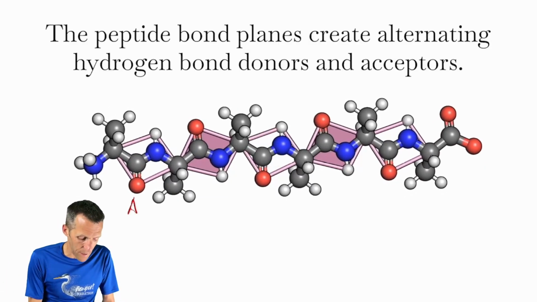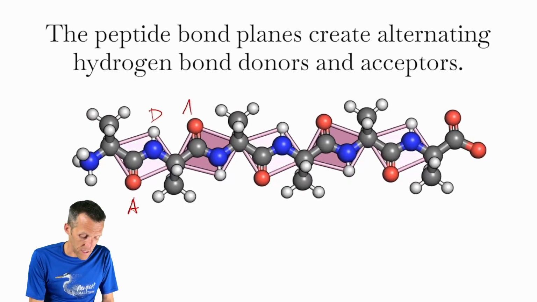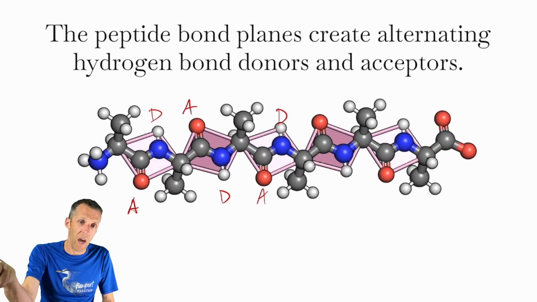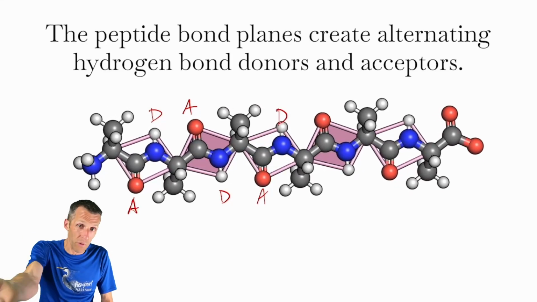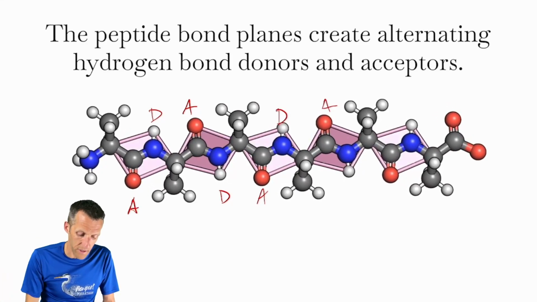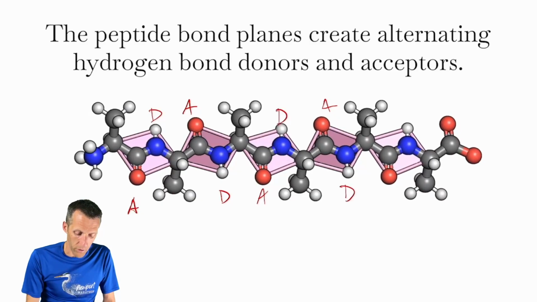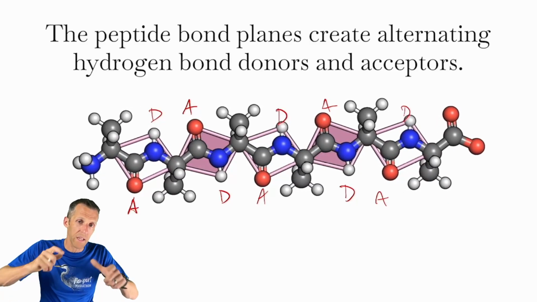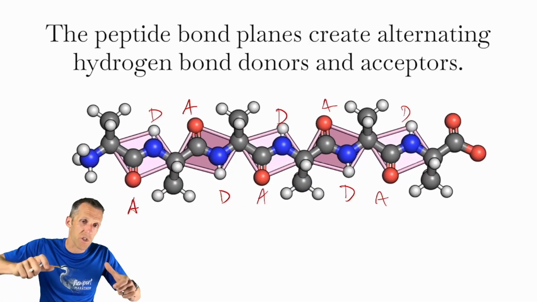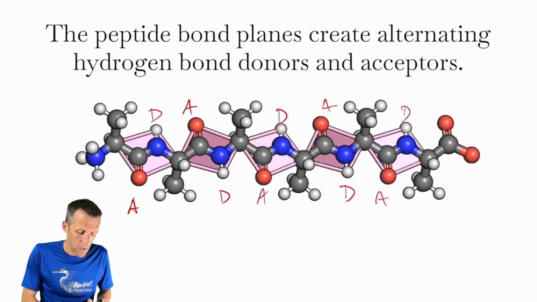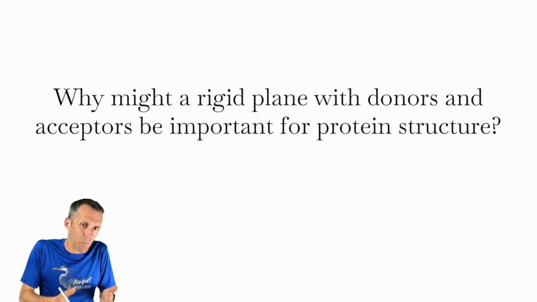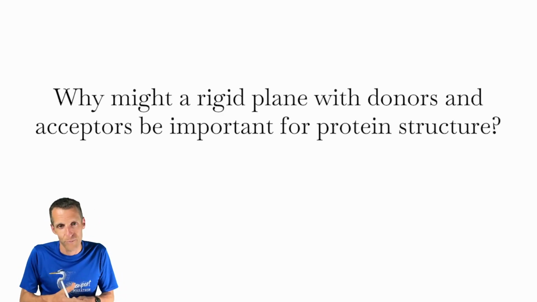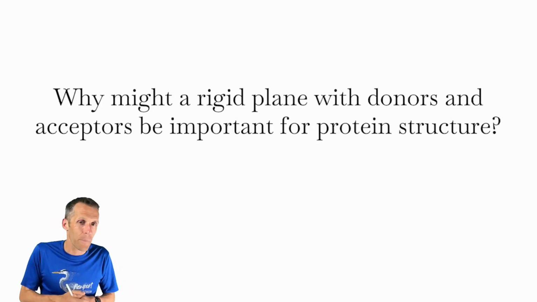What we have is an acceptor and then a donor, and then an acceptor and then a donor, and then an acceptor and then a donor, right? The acceptors can take a hydrogen from a hydrogen bond. The donors are donating a hydrogen to the hydrogen bond. But this is this alternating array of repeating donors and acceptors that are attached to a rigid plane. So why might a rigid plane of donors and acceptors be important for protein structure? Think about that. Why might that be important?